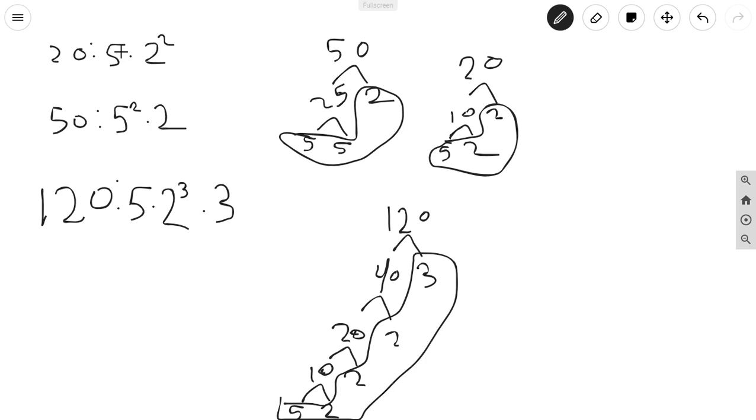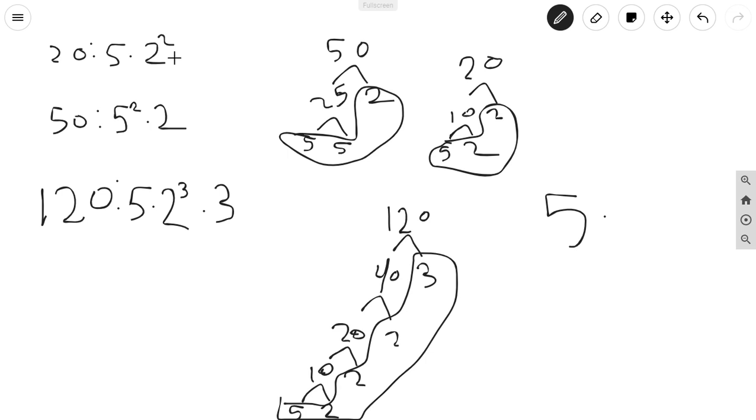So for example, I have a 5 here, a 5 here, and a 5 here. So each of these have at least one 5 in common, right? So I'm going to write that. And then I can't write two 5s because only one of them has two 5s, 50. The rest of them have one 5, so they have one 5 in common.